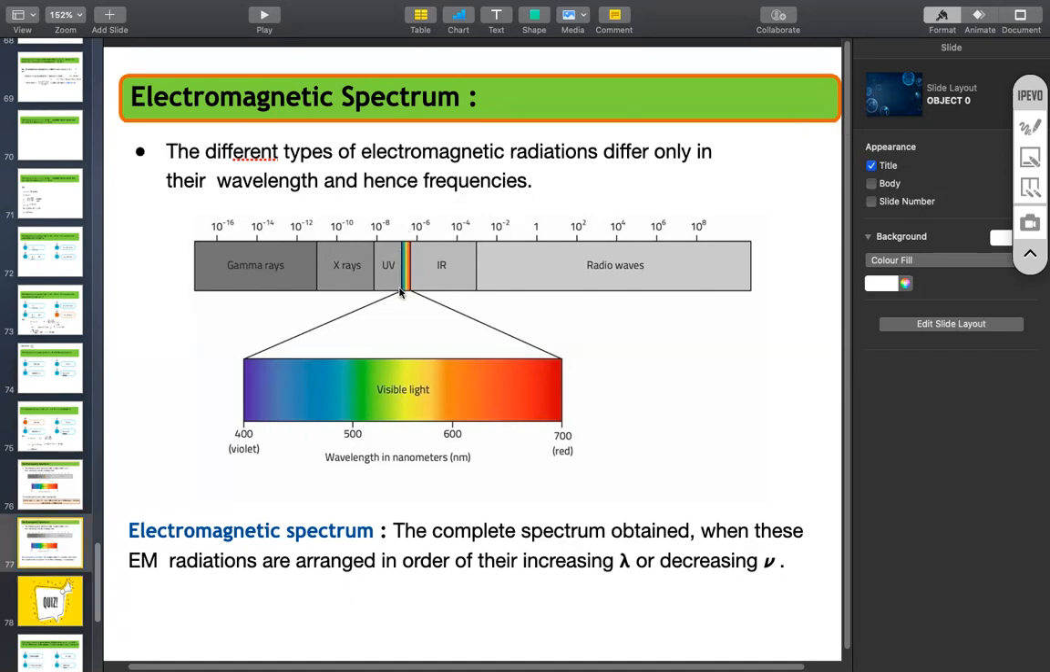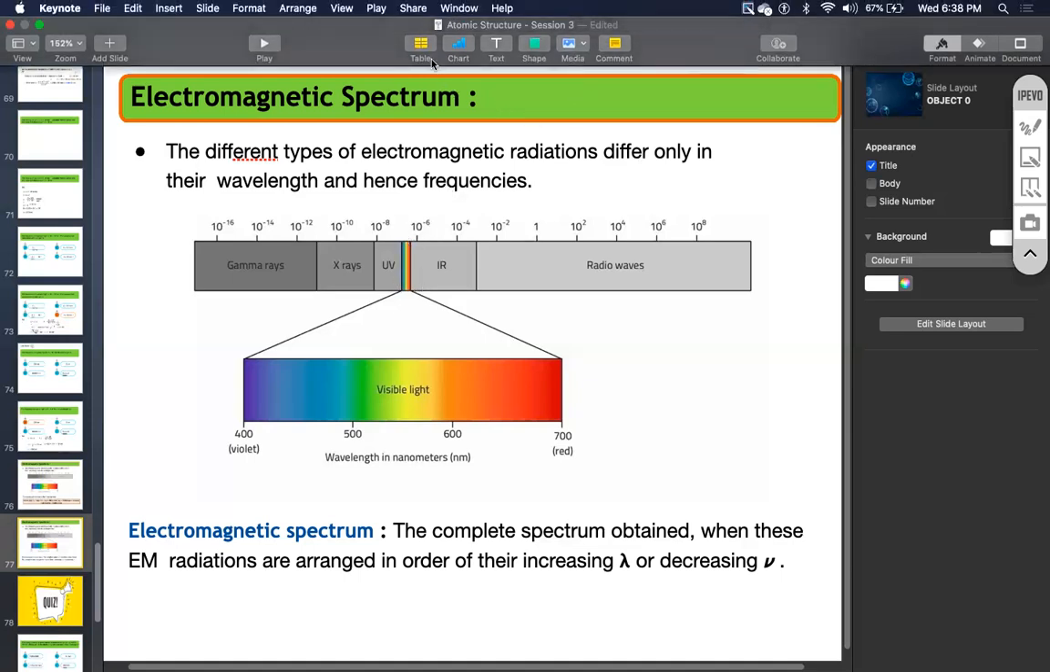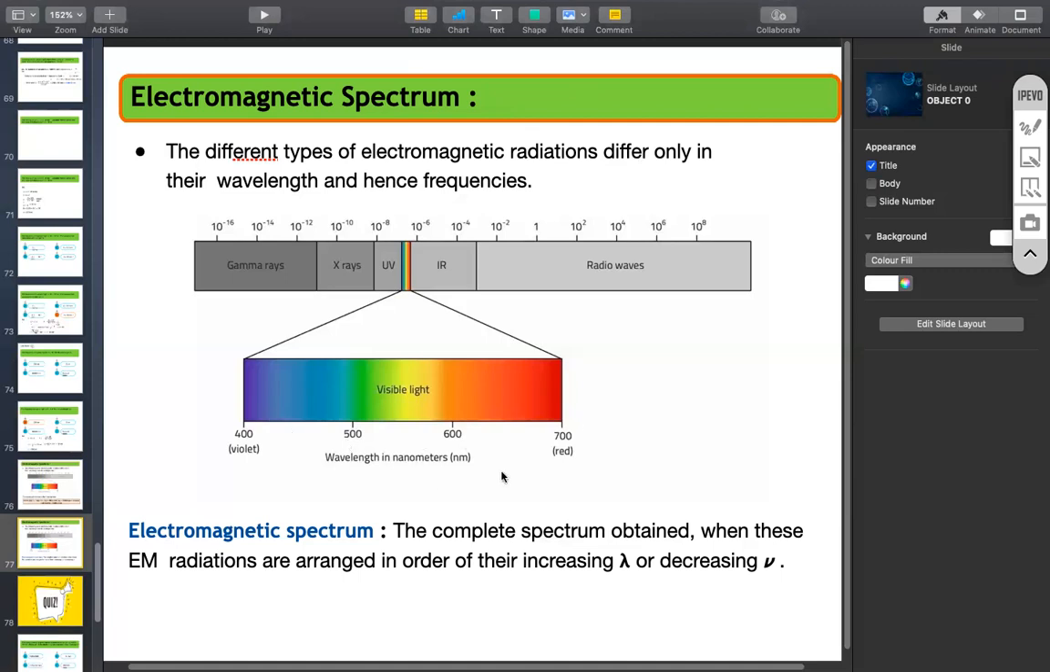Guys, this area is nothing but visible light. Please remember the wavelength of visible light, 400 nanometer to 700 nanometer. Is it clear to everyone? 400 nanometer to 700 nanometer is visible light. Please learn this value.